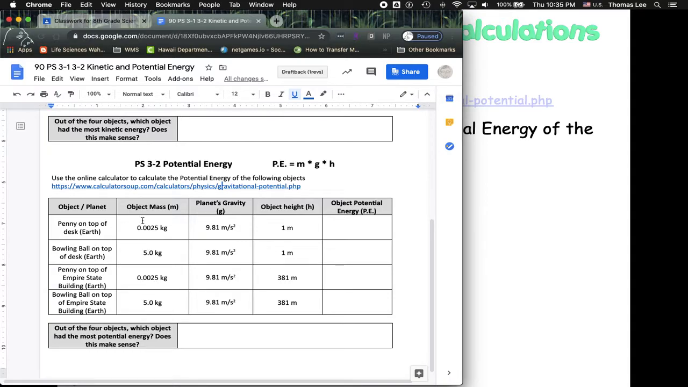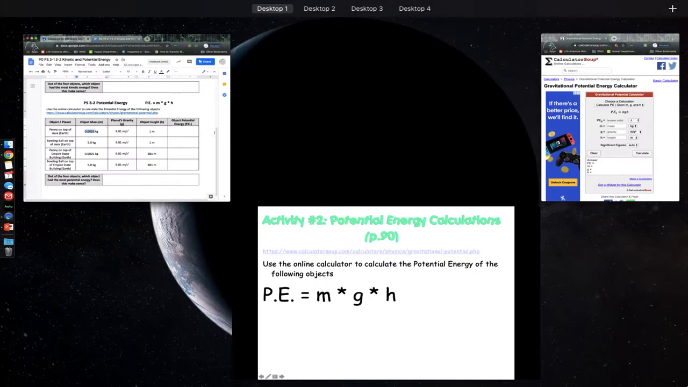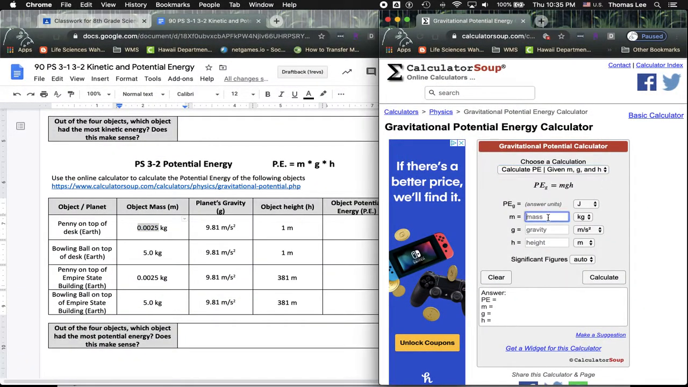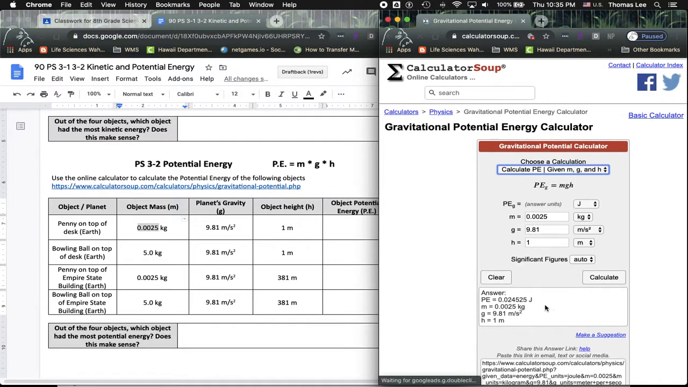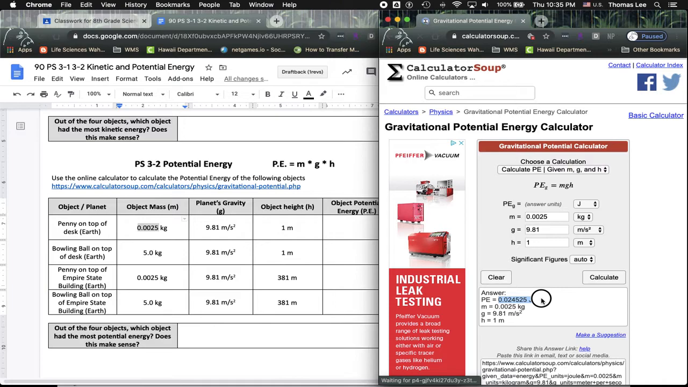So, let's do the penny on the desk. The mass is 0.0025 kilograms. It's on Earth, and the height is only 1 meter. So if that penny falls off the desk, how much potential energy does it have? So we're going to take that and go to the calculator. The gravity is 9.81 meters per second squared. Our height is 1 meter. We calculate it, we get joules. Ooh, that's a very small number right there.